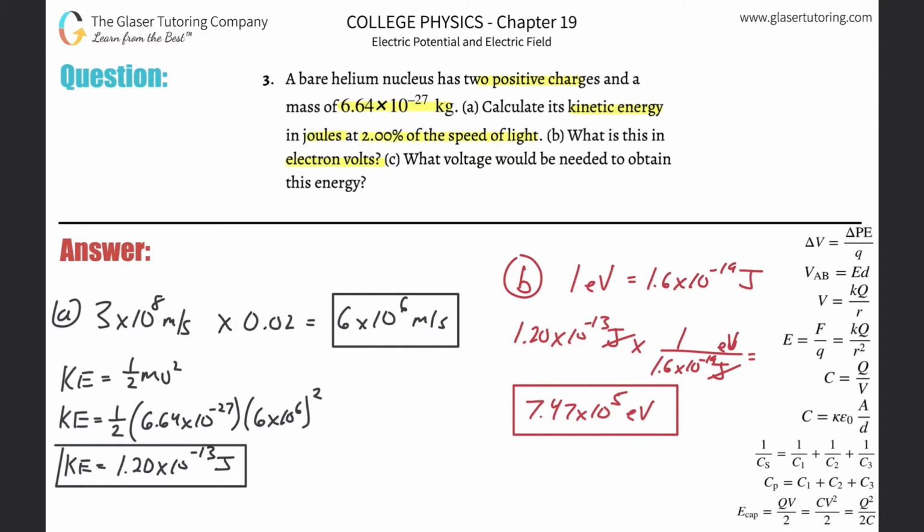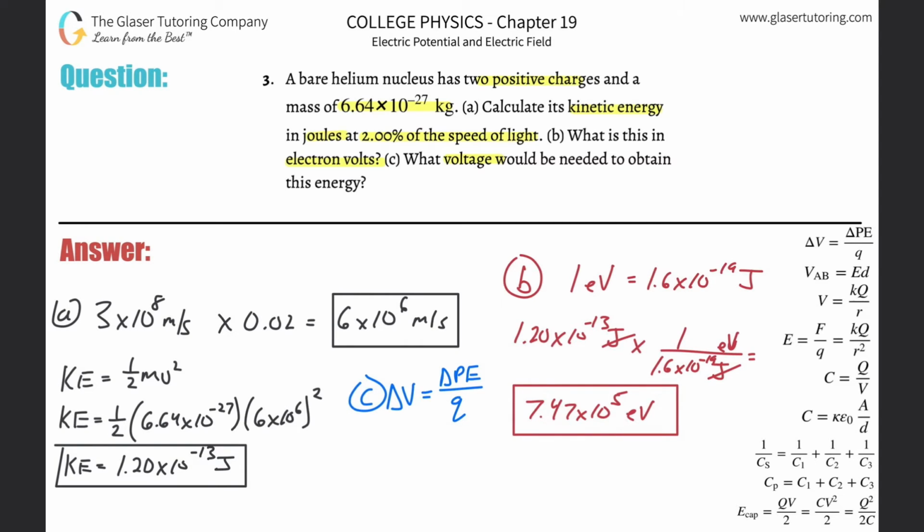Let's take a look at letter C. It asks what voltage would be needed to obtain this energy. As soon as I start seeing voltage and energy, I start thinking about how they are related formulaically. They are related by the following formula: the change in potential, or the voltage difference between 2 points, is equal to the change in potential energy of the particle in that potential difference, divided by the charge of that particle.